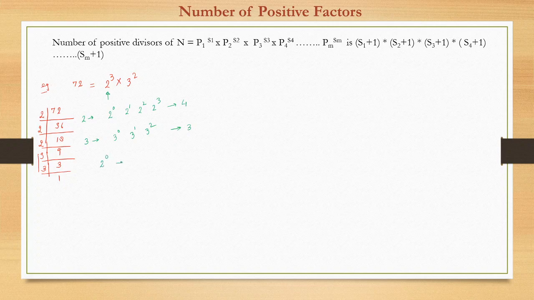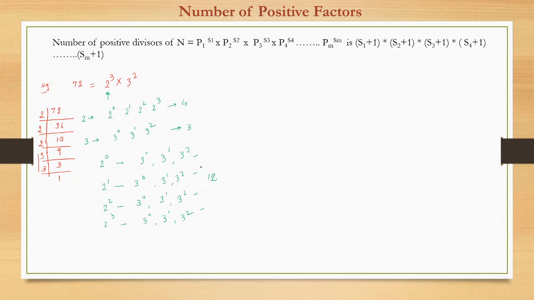Say 2 raised to power 0 can take 3 raised to power 0, 3 raised to power 1, 3 raised to power 2. 2 raised to power 1 can take along with itself 3 raised to power 0, 3 raised to power 1, 3 raised to power 2. Similarly, 2 raised to power 2 can take 3 raised to power 0, 3 raised to power 1, 3 raised to power 2. And at last 2 raised to power 3 can take 3 raised to power 0, 3 raised to power 1 and 3 raised to power 2. So we see 3, 3, 3 and 3, 12 such cases. So this shows that there can be 12 factors.